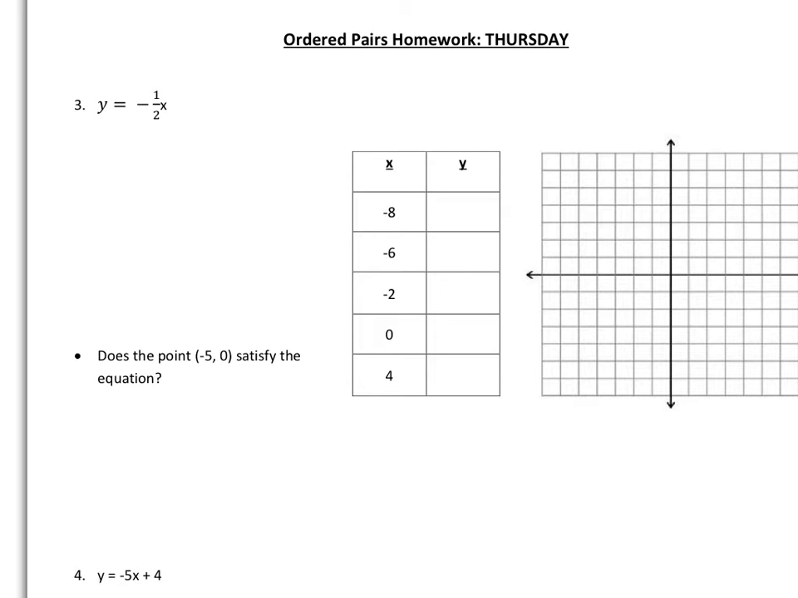Today we're going to work with the same material that we did yesterday for homework. You were given an equation. I'm going to ask you to fill in the table, graph the line onto the graph, and then figure out if the point satisfies the equation or not.